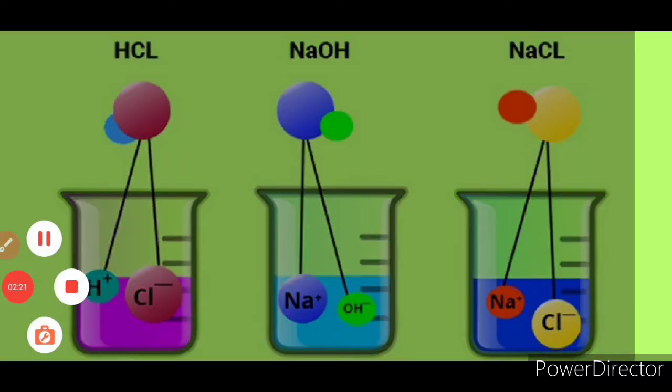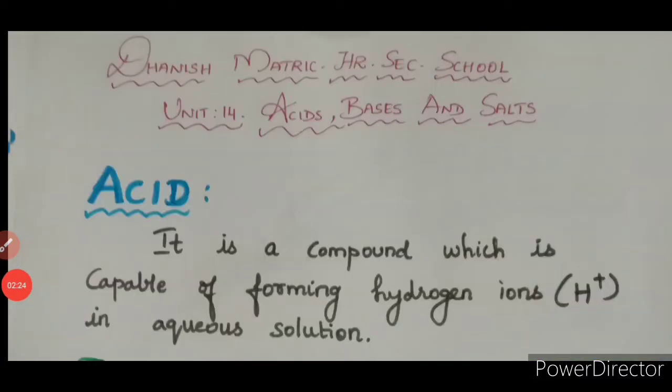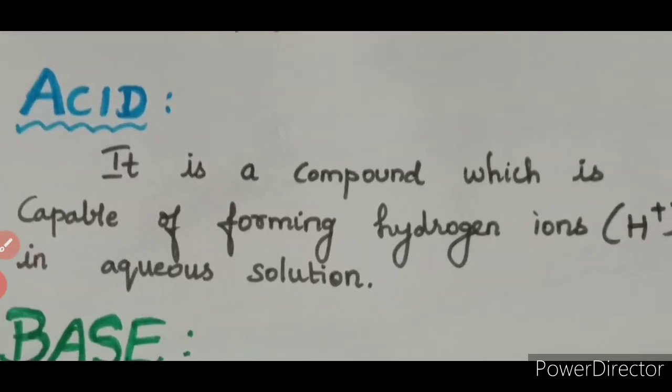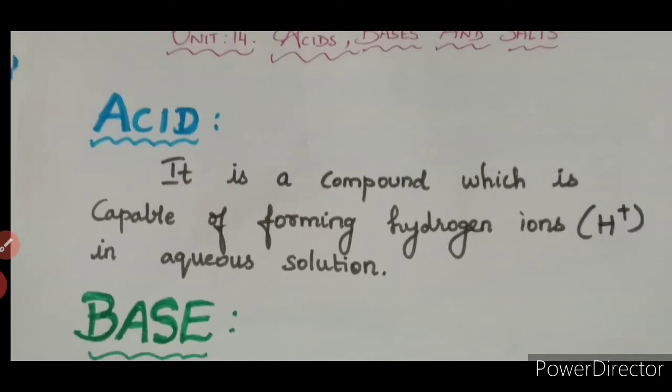Do you get any idea by seeing this example? Now you will get an idea about acids, bases and salts. See the definition for acid. It is a compound which is capable of forming hydrogen ions, H plus ions, in aqueous solution. So what is an aqueous solution? A solution in which the solvent is water, for example a sugar solution or salt solution. These solutions are called aqueous solutions.